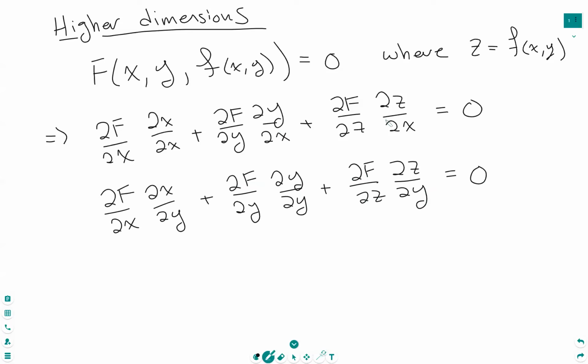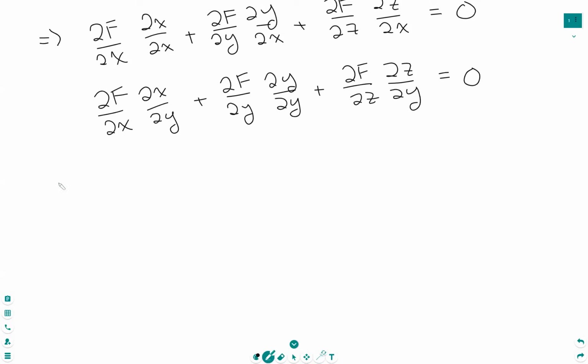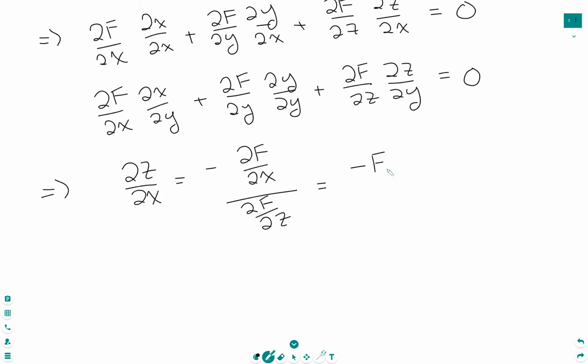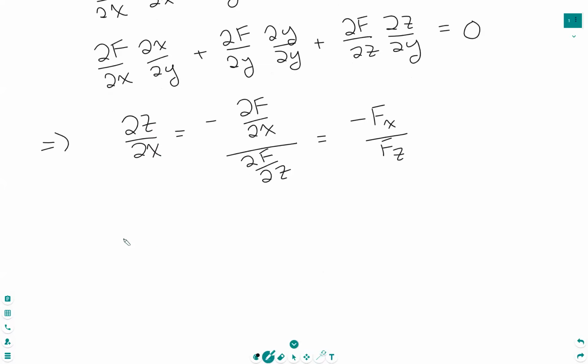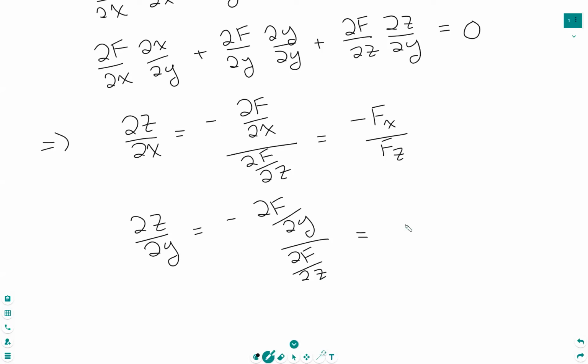So we can solve for these partial z, partial x, and partial z, partial y. So partial z, partial x is equal to negative partial F, partial x over partial F, partial z, which is equal to just a compact form, negative Fx over Fz. Or we can also look at partial z, partial y, which is negative partial F, partial y over partial F, partial z, or negative Fy over Fz.